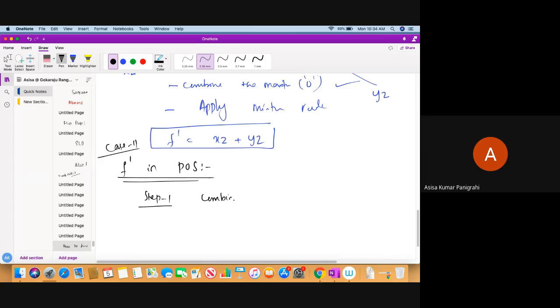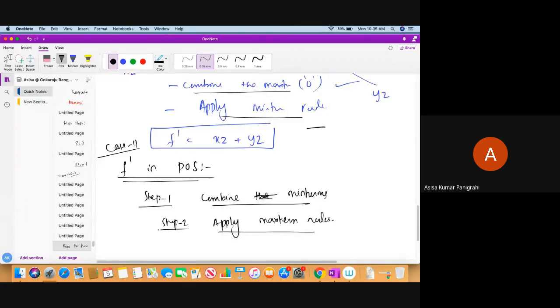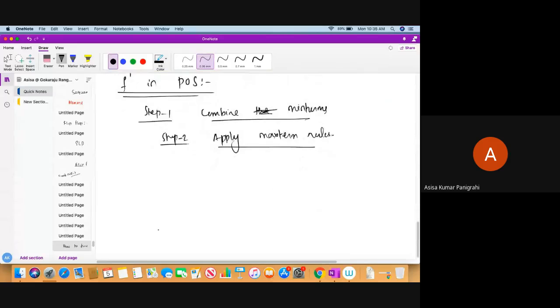For POS, what you need to do? Combine the min terms. Next step 2 is apply max term rules. Just ulta, students. Here in this SOP, what you have done? Combine the max term, apply min term rule. Here, combine min terms, apply max term rule. So these are the fundamental steps.